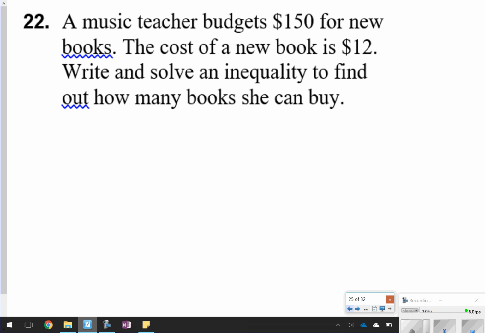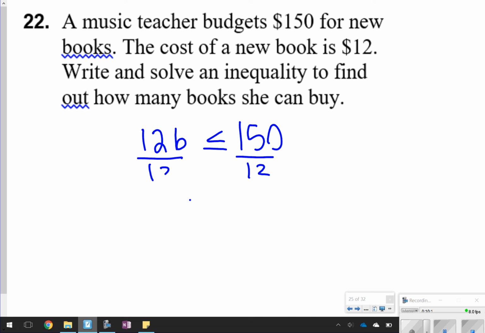Oops, 22, a music teacher budgets $150. So in a budget, that means you can spend $150 or less than that. The cost of a new book is $12. Write and solve an inequality to find out how many books she can buy. What I did here is I did 12 times B, the number of books, should be less than or equal to $150. I'm going to divide both sides by 12. B will be less than or equal to, it should have been like 12.5. So that means she can buy 12 books, okay?